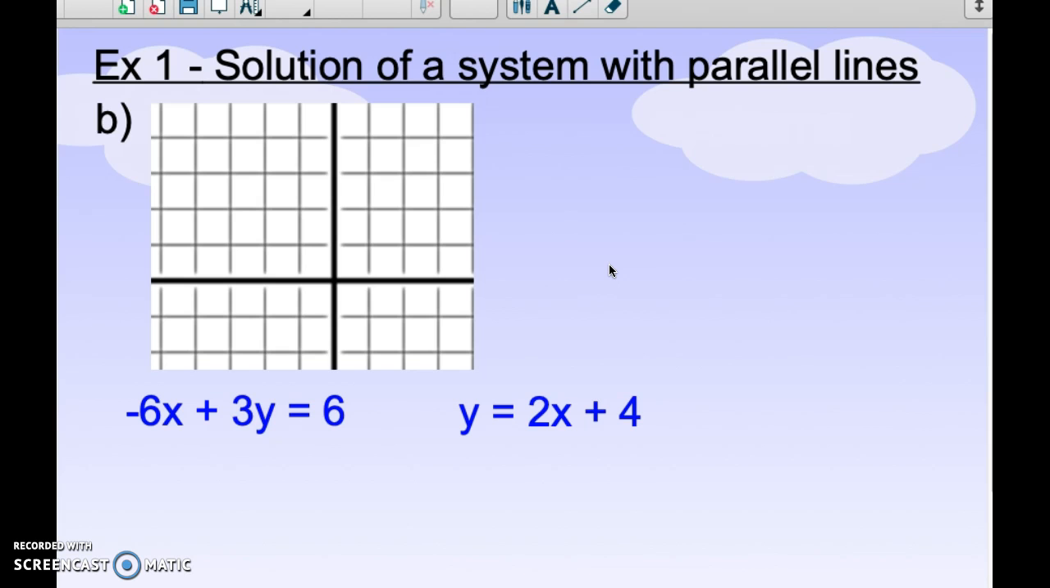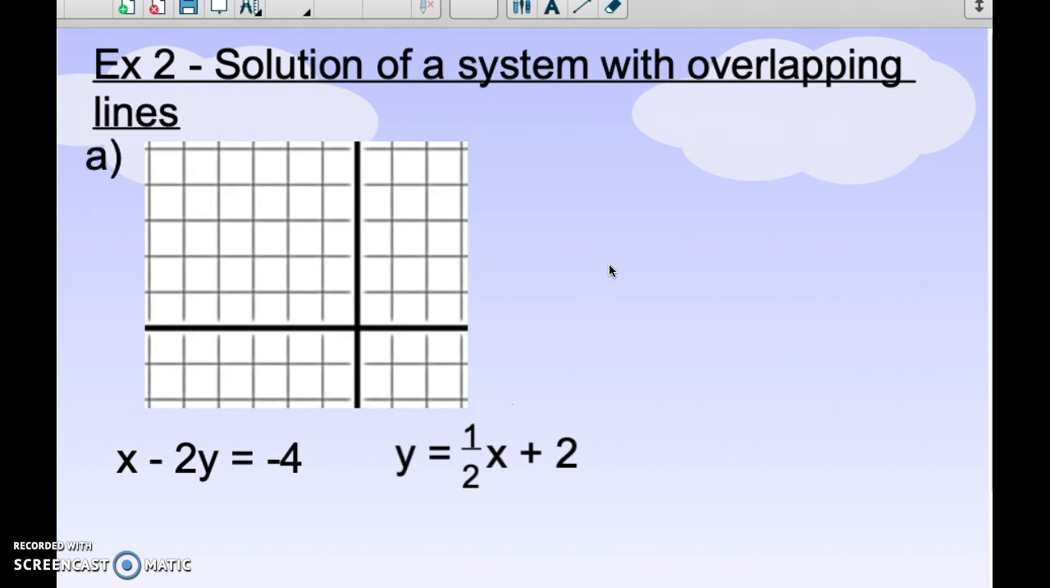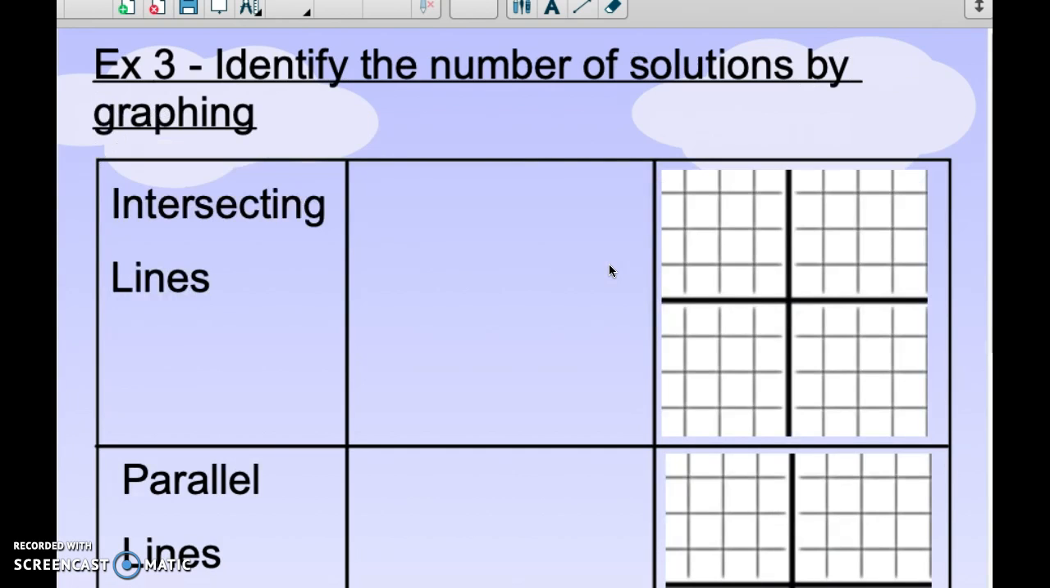There's so much more I could talk about here with my notebook files, but a couple things I want to touch base on is that here's an example of a graphic organizer that we use. We break it down into intersecting lines, parallel lines, and then at the bottom is overlapping lines. This is a graphic organizer that I constantly have my students reference if they need help.